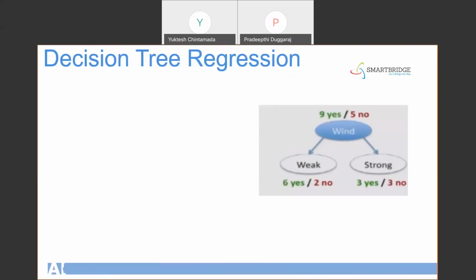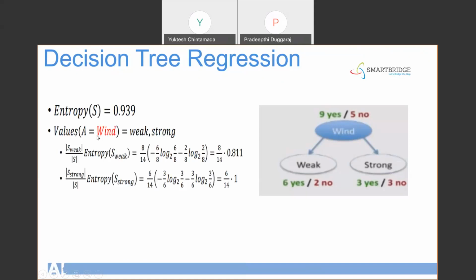No? Fine, I'll just show you. Minus 6 by 8 log. Okay, fine, Venkatalakshmi, that's half correct. So let's see. Entropy of weak is, this is entropy, guys. 6 by 8 log 2, 6 by 8, 2 by 8 log 2, 2 by 8. Right? So here we are considering only weak observations. So total number of weak observations are 8. So 6 by 8 and 2 by 8: probability of no is 2 by 8, probability of yes is 6 by 8.